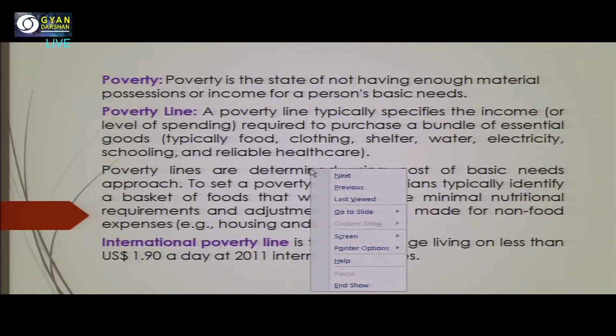Determination of poverty line is done using the cost of basic needs approach, in which the cost of a basket of all the foods that will meet the nutritional requirements of a person is calculated, and then it is also adjusted for the non-food requirements, the money needed for non-food items. So, in financial year 2021, around 12.3% of the population in India lived below poverty line.